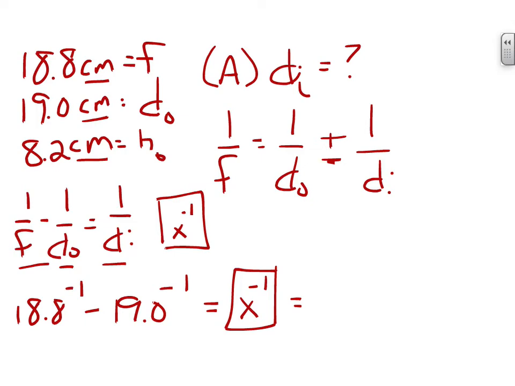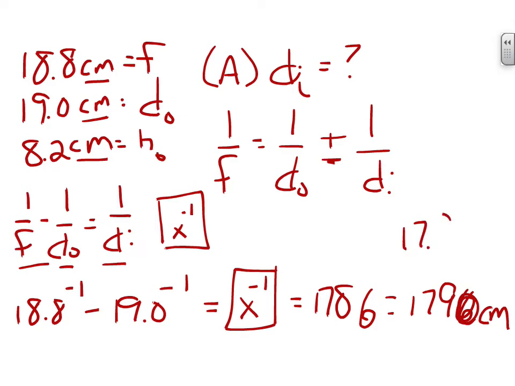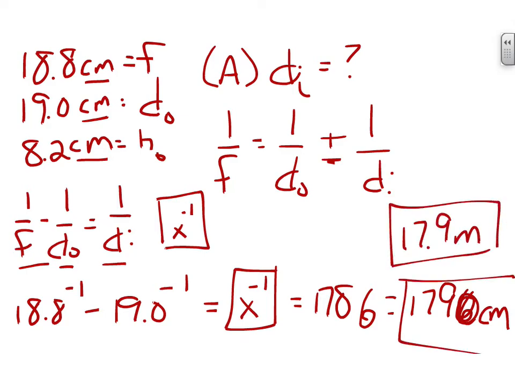That gives us a grand total of 1786, which of course we're going to round to 1790 centimeters. If you don't like the way that number looks because it's centimeters, you can always change it to meters, so that would be 17.9 meters if meters make you happier. If you want to leave it in centimeters, that's perfectly fine too. So that's it for part A.